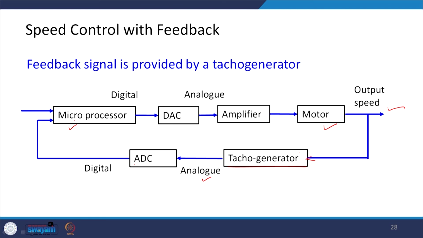So, I supply this digital signal to the microprocessor, and then this signal has to be fed to the motor basically. And the motor accepts the analog signal. So, we do a digital to analog conversion here, amplify that signal, and then we send it to the motor. And this is how the feedback signal is provided with the help of a tacho generator.